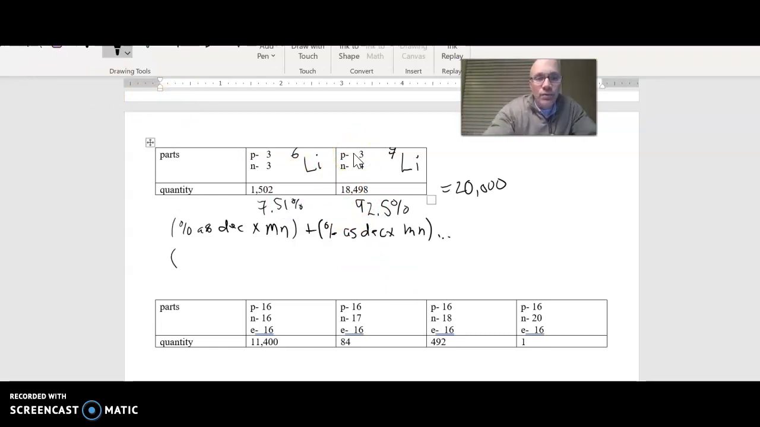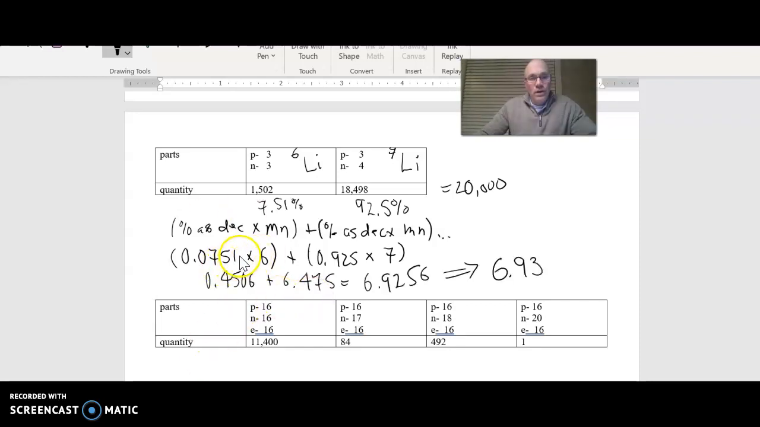So the way this would work, 7.51 as a decimal is 0.0751. You're going to multiply that by its mass number, which is 6. The next one is going to be 0.925 times 7. We do the little calculations on that. That gives us this number right here.